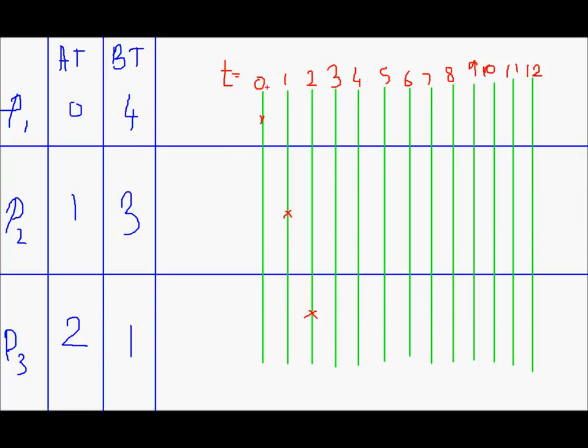At time instant 0 we have just one process, so we have no option but to execute P1, and P1 shall go up till 4 units of time. So 1, 2, 3 and 4. At this instant P1 completes execution.